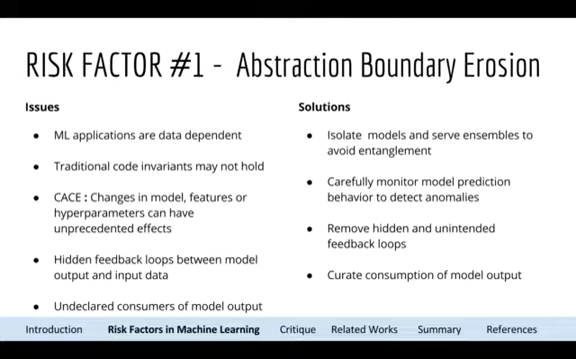Sometimes the model output could also revamp itself as an input feature to the model, and this could lead to a hidden feedback loop. The authors refer to this as changing anything changes everything. The authors suggest ensemble models to isolate such effects and carefully monitoring the model for feedback loops and anomalies.